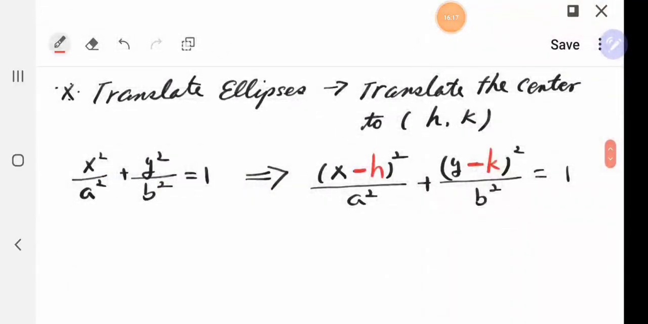Okay, now we can translate an ellipse horizontally and vertically. So once you translate the ellipse, we can translate the center. And the equation is really simple. We will use the same definition of shifting graphs. Since we are moving horizontally, we will replace x with x minus h, and also replace y with y minus k. That's it. Very simple. So replace x with x minus h, y with y minus k.